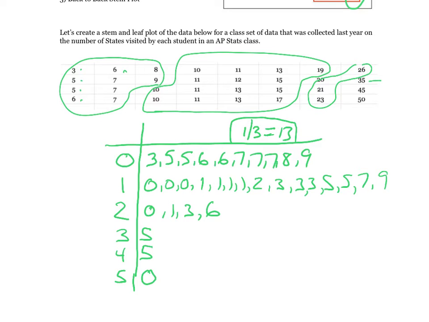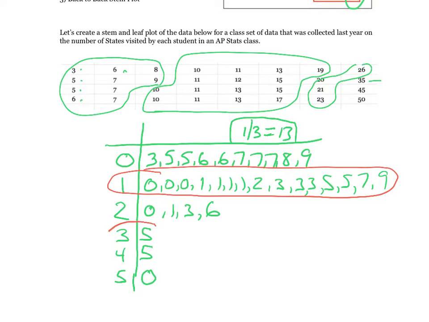Now we can see, after making this graph, we have a better idea about how this data is distributed. Notice that most kids in my class had seen between 10 and 20 states. Okay, that was the largest group. You can also see that very few kids had seen more than 30. In fact, only one had seen in the 30s, 35, and one person had a 50.